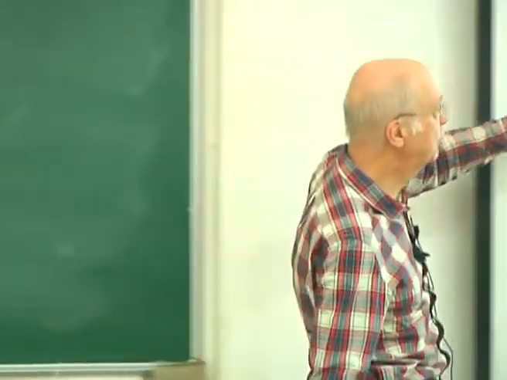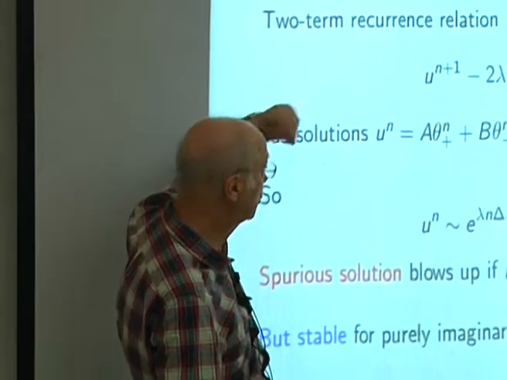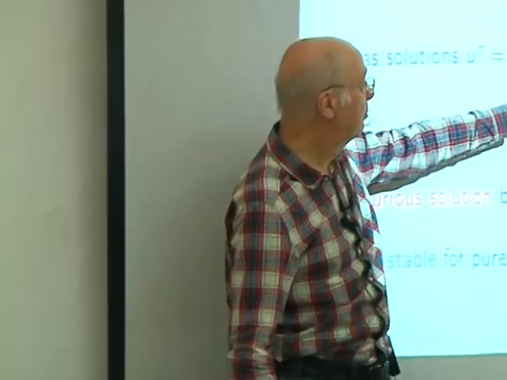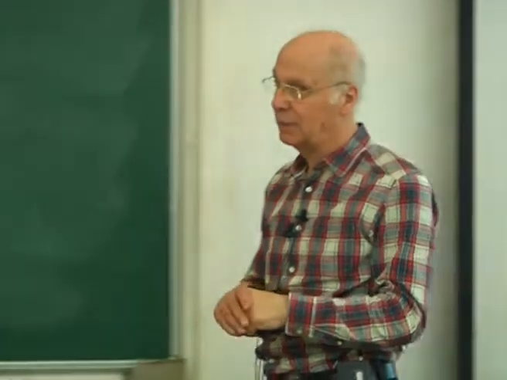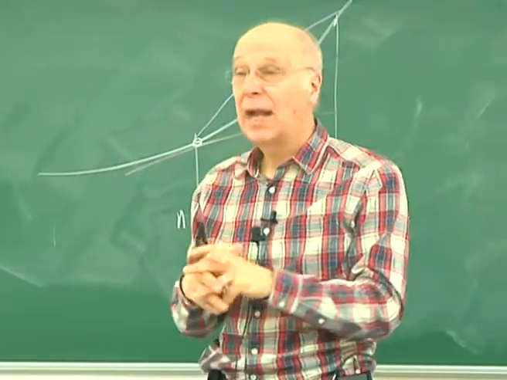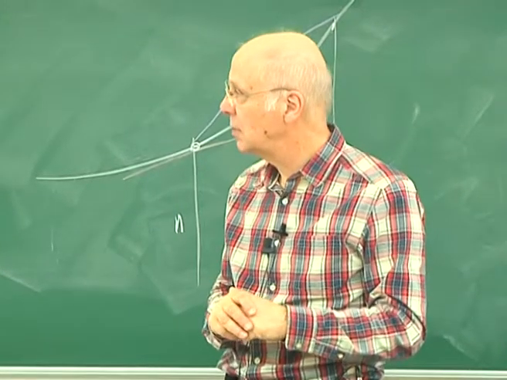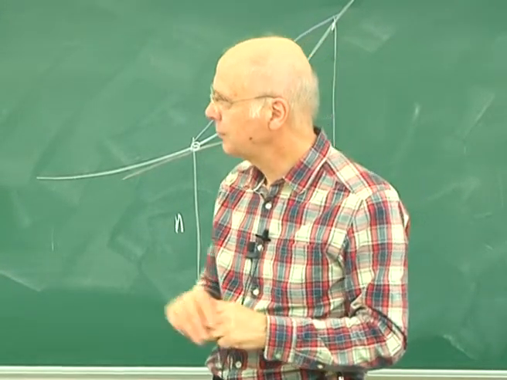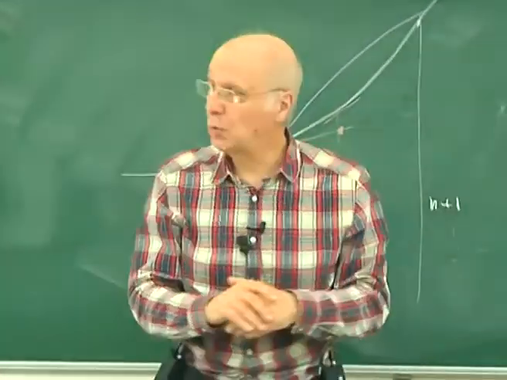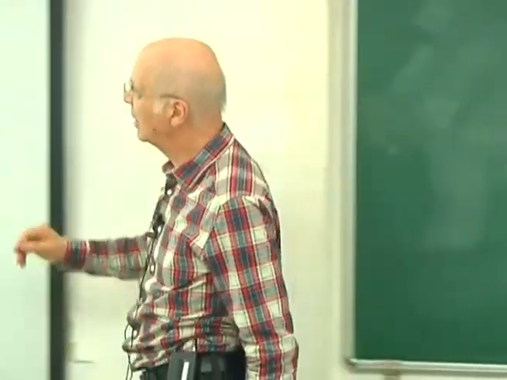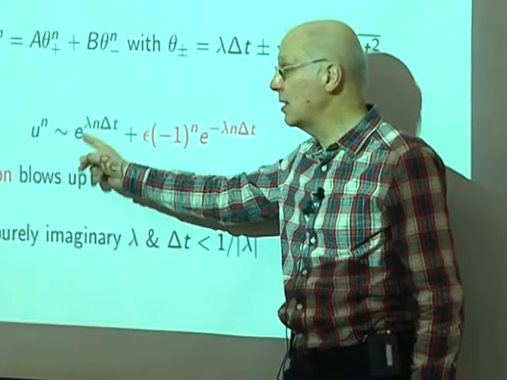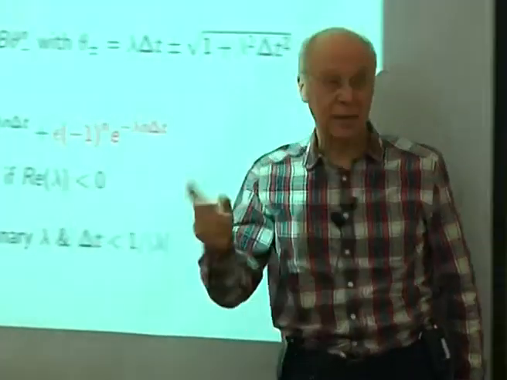So I can solve this recurrence relation, and the general solution has coefficients a and b, and then there's theta plus and theta minus to the power n, where theta solves a quadratic equation, which I've solved. And then you can look to see what happens as delta t gets small. You find that the theta plus does the correct thing. It's n delta t, so that's t, e to the lambda t. That's the correct analytic solution.